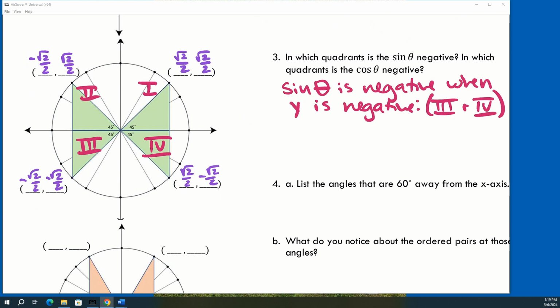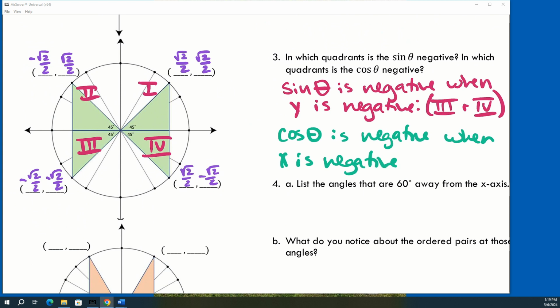And then the cosine is negative when the x is negative. So what quadrants is that? The top 2. 2 and 3. Good. Now quadrant 1, everything is positive. Sine, cosine, tangent, everything.